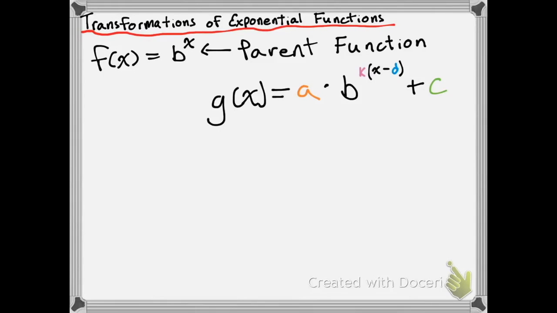Next, we have the d value. This is responsible for horizontal translations. If the d value is negative, it gets translated that many units to the right. If it's positive, it gets translated that many units to the left.